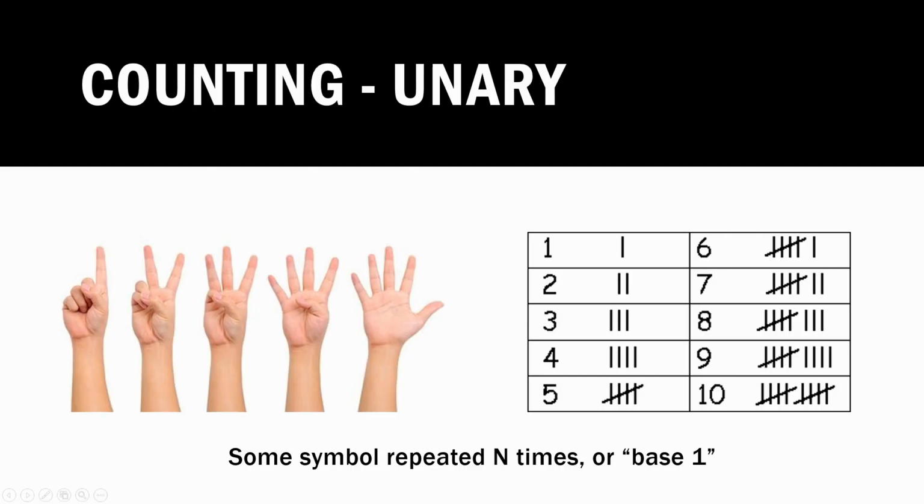So the very first thing that we want to start off with is counting, because how do we represent counting in the most basic way possible? Typically, it's represented by counting on your fingers, where you would put up one finger per number. So you'd count 1, 2, 3, 4, 5, all the way up to 10. This is known as a unary counting system, where some symbol is repeated n times or has a base of 1. Another example of this might be the tick marks or the tally marks that you see here to the right.